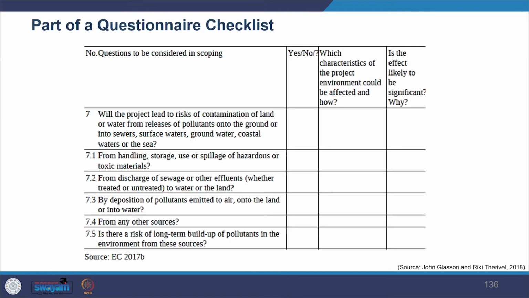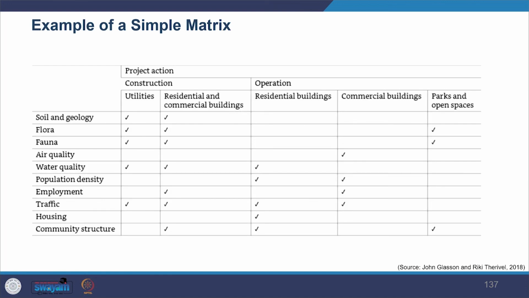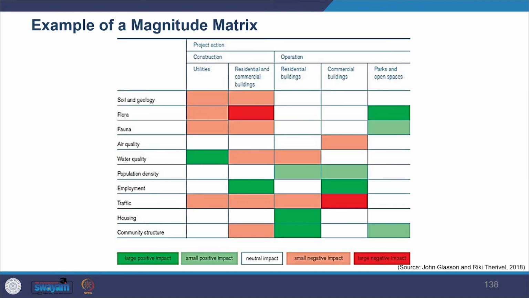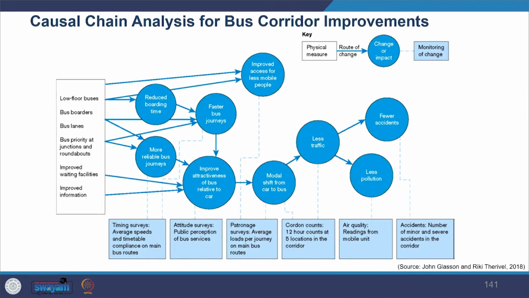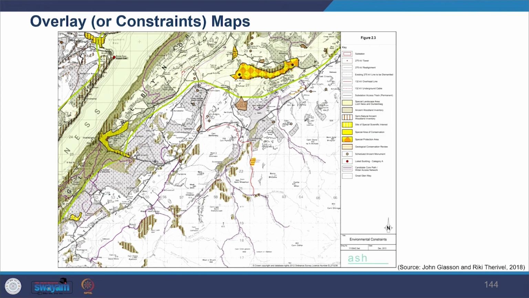A simple checklist helps you understand whether those impacts will happen or not, and then you have a matrix to communicate what kind of impact you're going to see at the initial stage. Then you also have network and causal chain analysis, which can be undertaken. You can look at the diagram here, and then you can have overlay maps over the GIS, so you can see the maps here. You need to carefully choose different methods, and you can use a combination of methods for impact assessments.